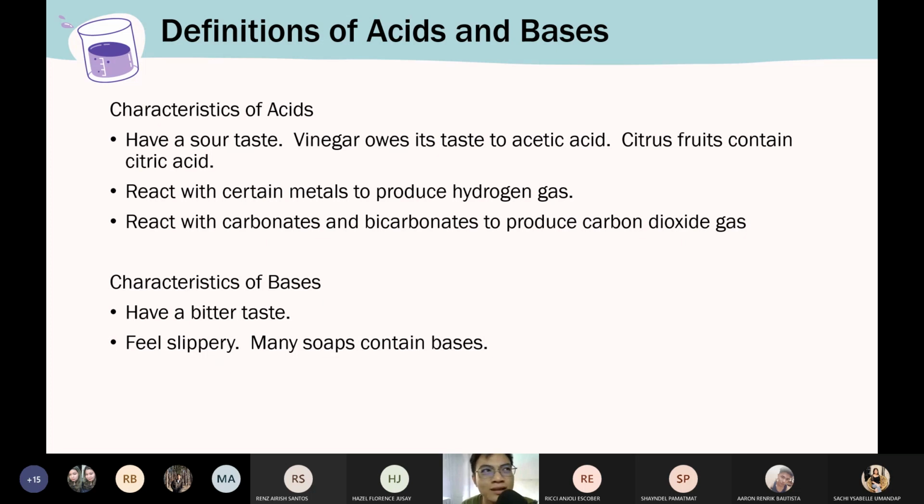Paano natin masasabi that this is an acid, this is a base, no? By just looking at the formula, by just looking at the structure, okay? So that will be our first task for this session. So let's look into the definitions of acids and bases so that we can have an idea on how we can distinguish acids and bases by just looking at the structure or the formula, okay?